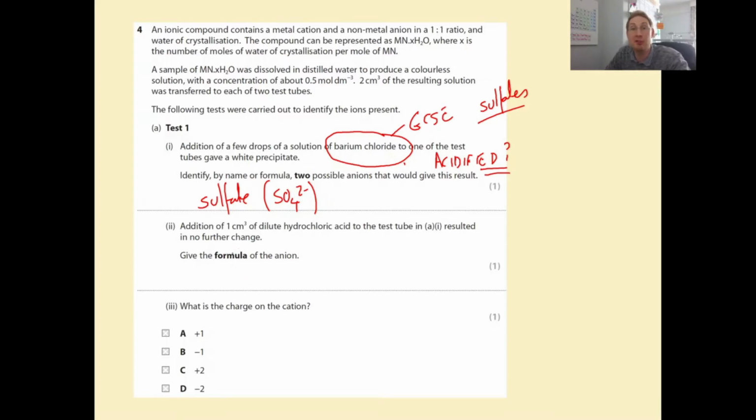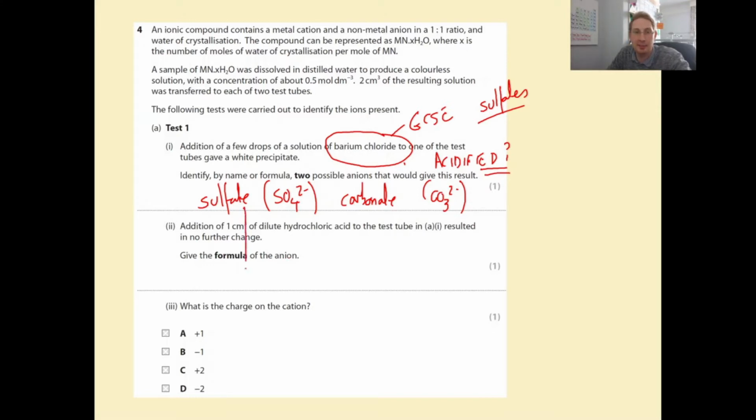And the one we went through in lessons was the carbonate anion, CO3 2-, which would also give you a white precipitate. This is why we need to acidify it, to remove this one. Addition of 1 centimetre cubed of dilute hydrochloric acid to the test tube resulted in no further change. Give the formula of the anion.